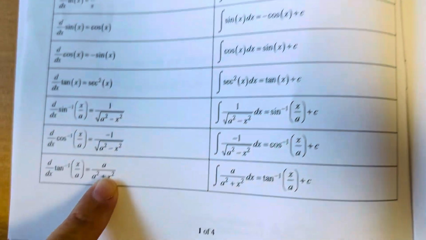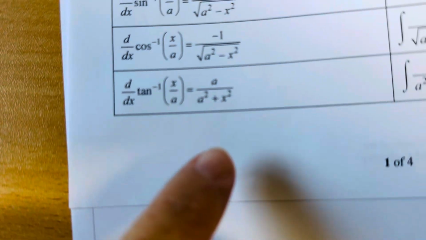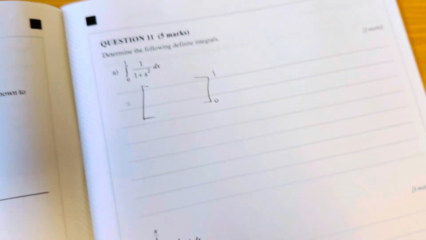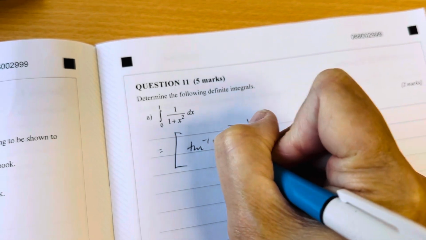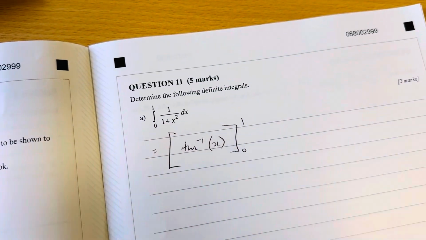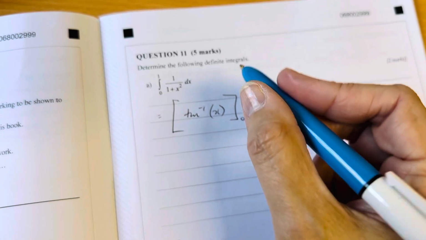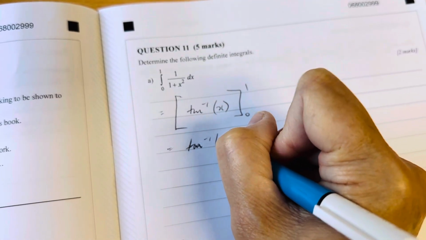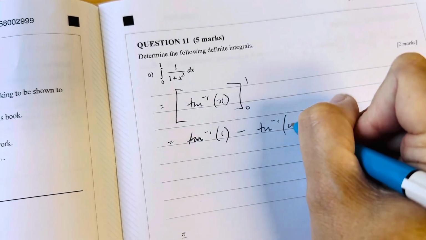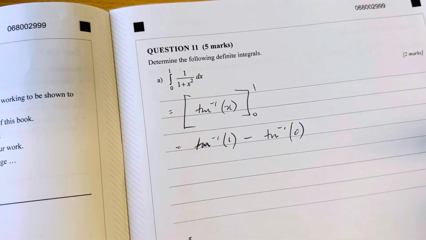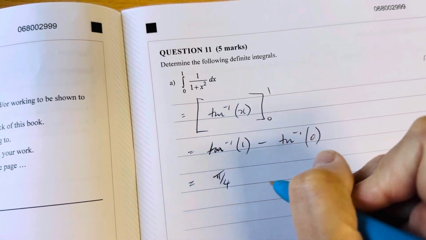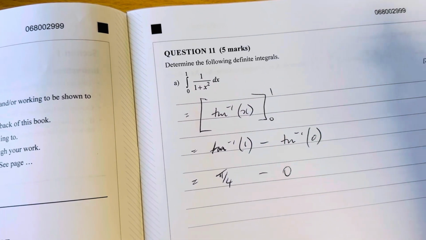Now looking at that 1 over x squared, that's going to be using my inverse tan rule where a is 1. So that's just going to be tan inverse x. And then obviously that's going to be tan inverse 1, take tan inverse 0. Now, we should all know that the inverse tan of 1 is pi on 4. The inverse tan of 0 is 0.